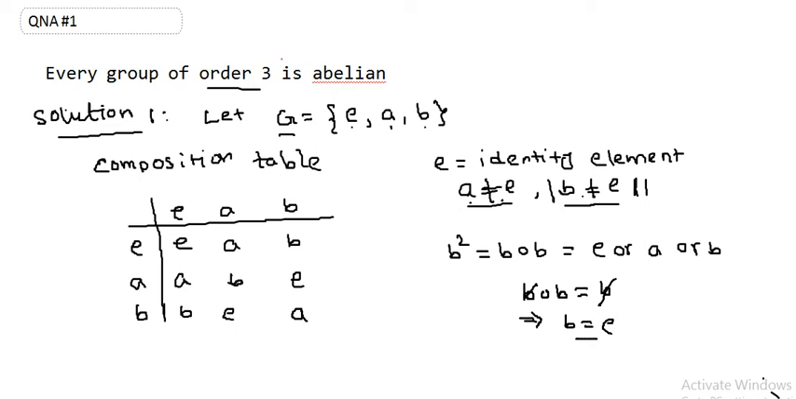Now what is the principal diagonal of this table? So this one is the principal diagonal. Now you can see that the elements around the principal diagonal are symmetric. So here we have A, here we have A, here we have B, we have B, here we have E, and we have E.